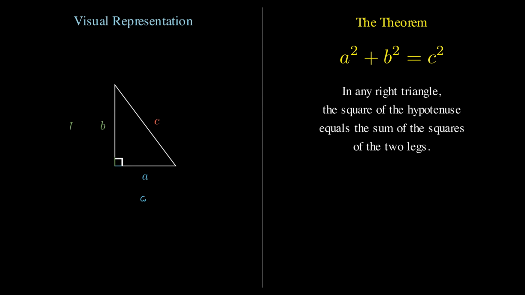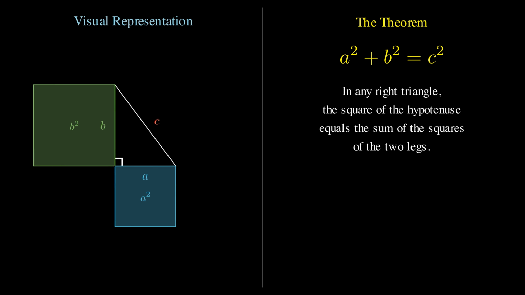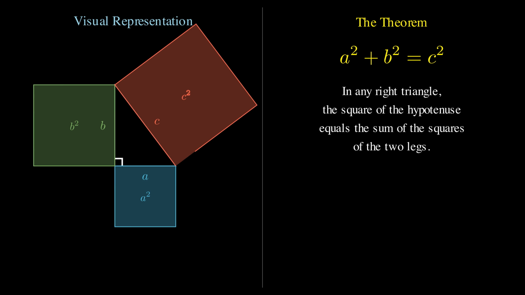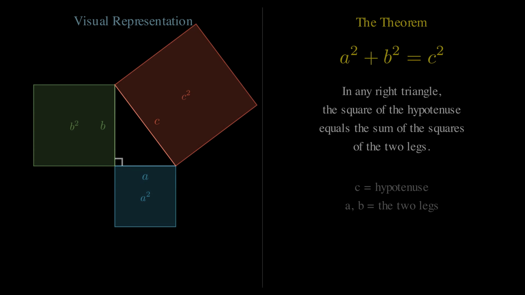To understand why this works, imagine drawing a square on each side of the triangle. One square sits on side a, another square sits on side b, and a third square sits on the hypotenuse c. Each square has an area. The square built on side a has an area called a squared. The square built on side b has an area called b squared. The square built on the hypotenuse has an area called c squared.